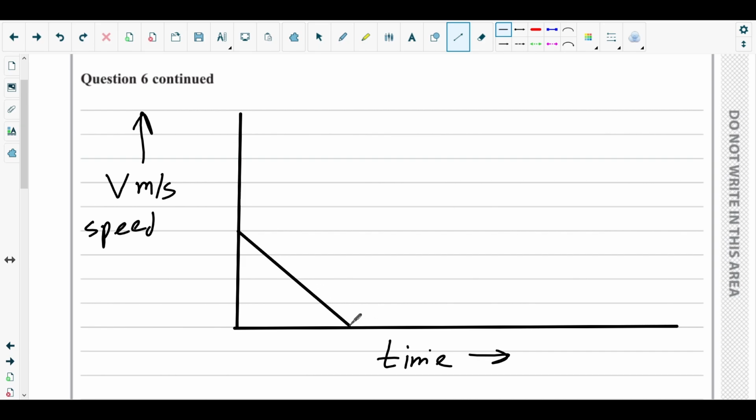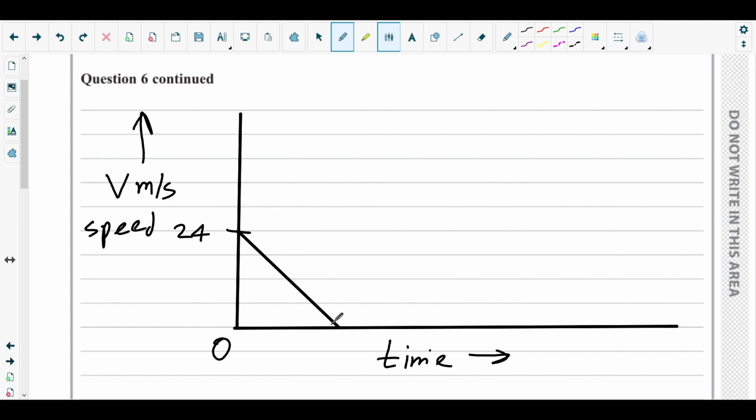Here it reaches the maximum point. This value is 24 meter per second, from where it has been projected, and it reaches a speed of 0 meter per second at this time. We don't need this time because the question says no further calculations are required. Then from the maximum height, the particle will be freely falling towards the ground.